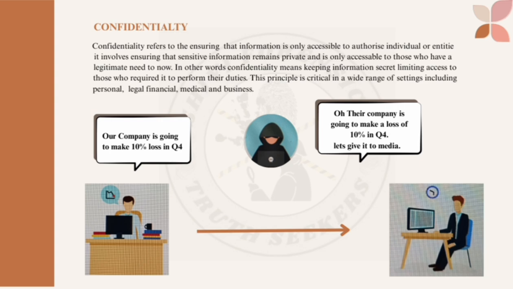Now we discuss confidentiality. Confidentiality refers to ensuring that information is only accessible to authorized individuals or entities. It involves ensuring that sensitive information remains private and is only accessible to those who have a legitimate need to know. In other words, confidentiality means keeping information secret and limiting access to those who require it to perform their duties. This principle is critical in a wide range of settings, including personal, legal, financial, medical, and business.